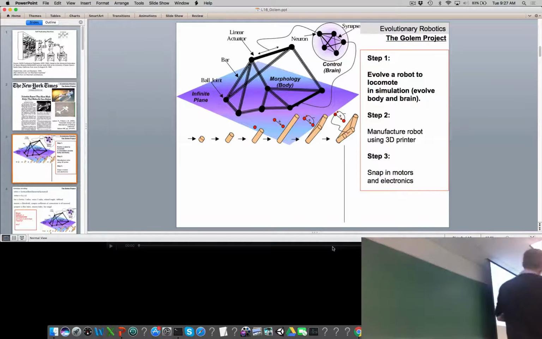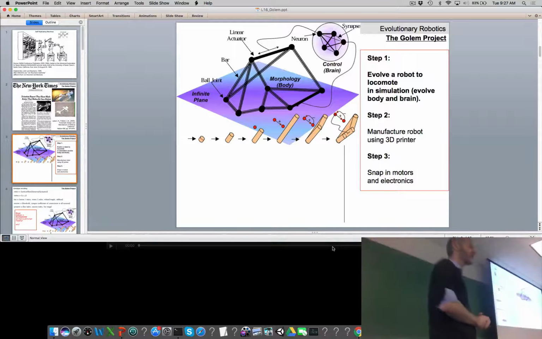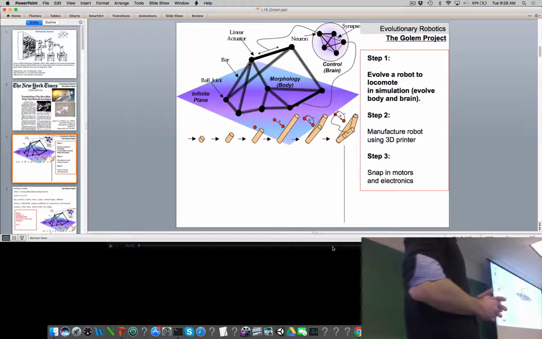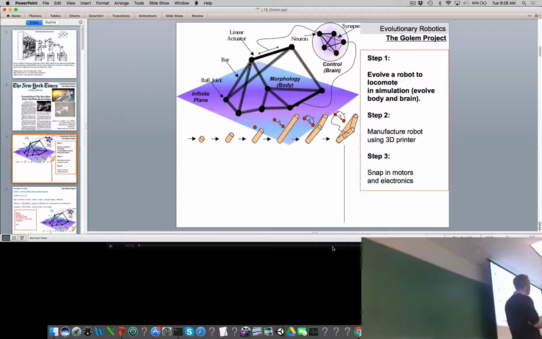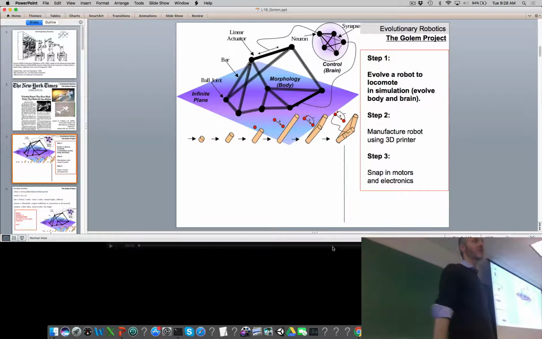So step one, evolve a robot to locomote in simulation, much like we've seen many times before by now. In this case, they evolve both body and brain. We've seen that a couple times now. We're going to see many more examples of that in this last part of the course. Evolve bodies and brains of simulated robots. Manufacture the robot using a 3D printer. And in the Golem project, this was using the first generation of 3D printers, which could print only plastic. So I'll show you some of those in a moment. They were basically printing connected hollow tubes. And you would then snap inside these hollow tubes motors and electronics and all these other things that you needed.